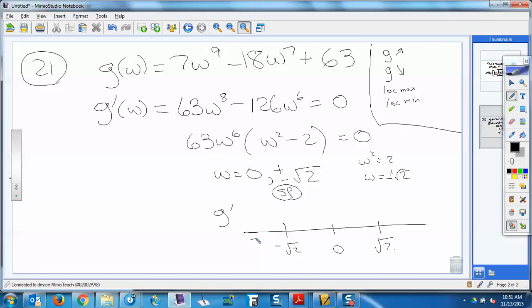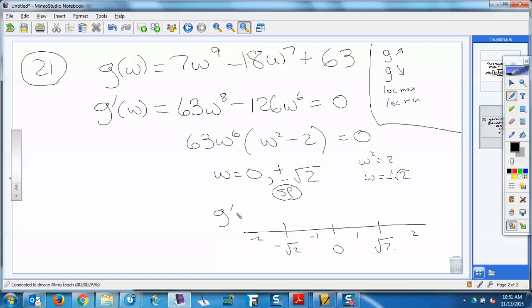So maybe negative 2. In here would be negative 1, and here would be 1, and here would be 2, right? So you got to pick some numbers that would be in between those. And they can be other numbers, but those are simple. We don't have a calculator, so let's pick something simple to plug in.